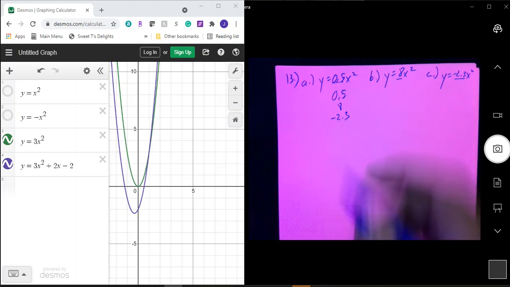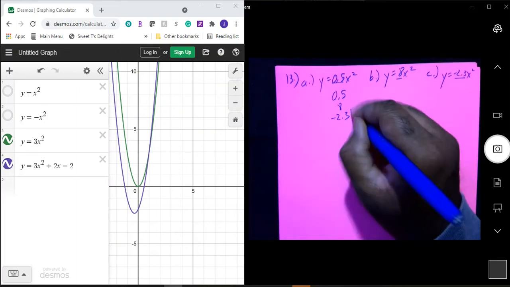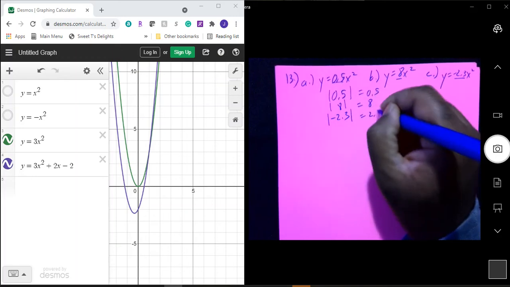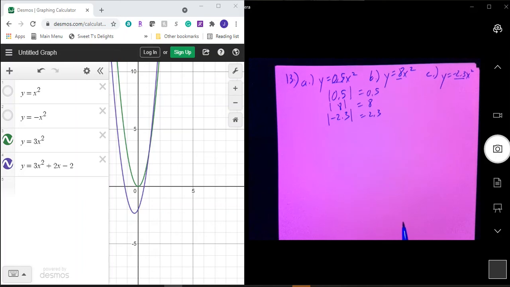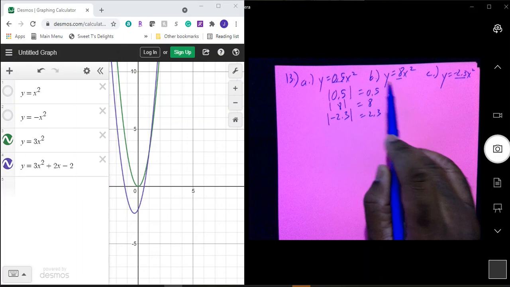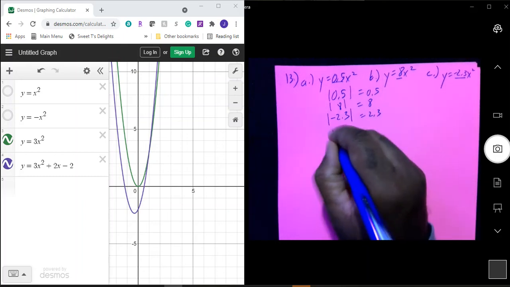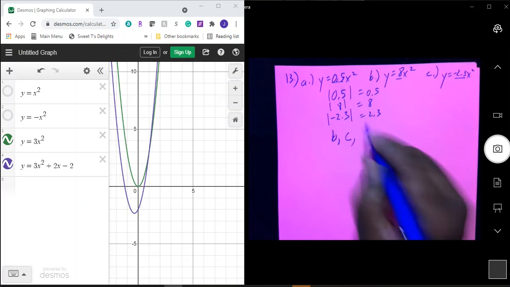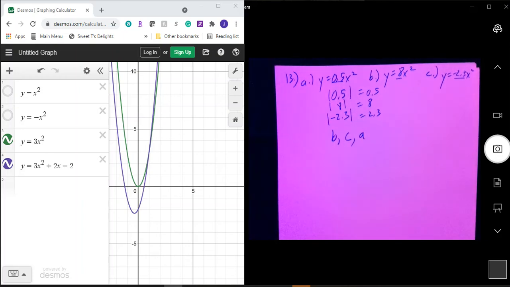Okay, now what we do is we don't look at the signs. We imagine their absolute values. So this is 0.5, this is 8, and this is 2.3. Now, we arrange these from the narrowest to the widest. Since they want it from the narrowest to the widest, we know that the narrowest is 8. So 8 would be B. So B would be first, and then second would be C, and then finally A would be last. So this is the narrowest to the widest.